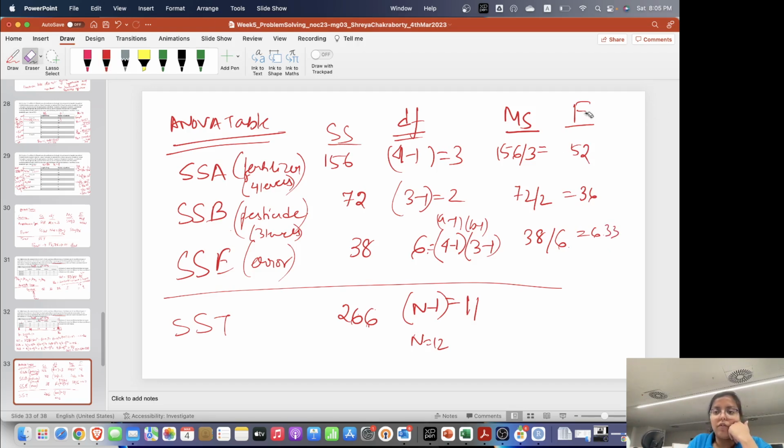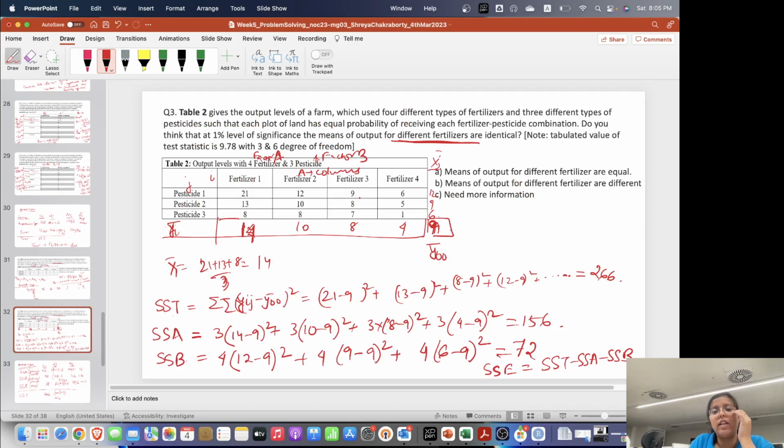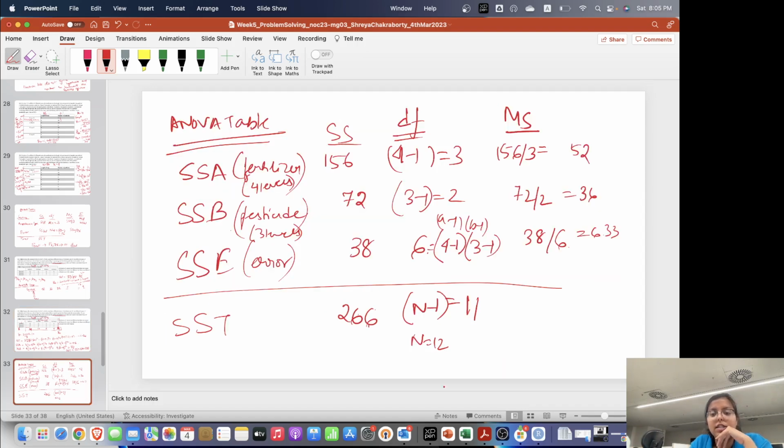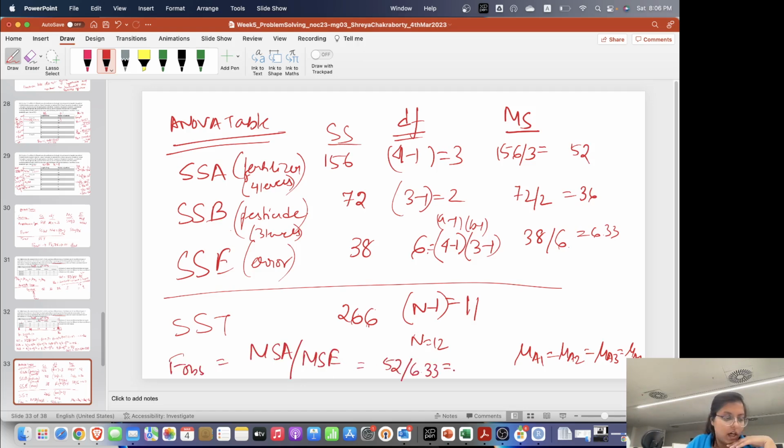So, now we have to find out which F value we are going to use. In this question they have asked if the outputs for different fertilizers are identical. So, here our hypothesis is with respect to the 4 fertilizers. So, we are going to take the F observed as MSA by MSE. So, it would be 52 divided by 6.33. How much do we get that?